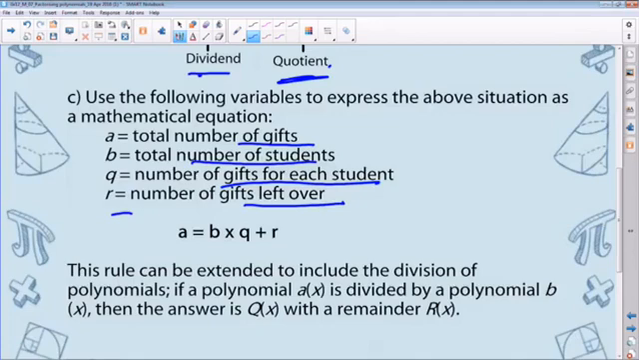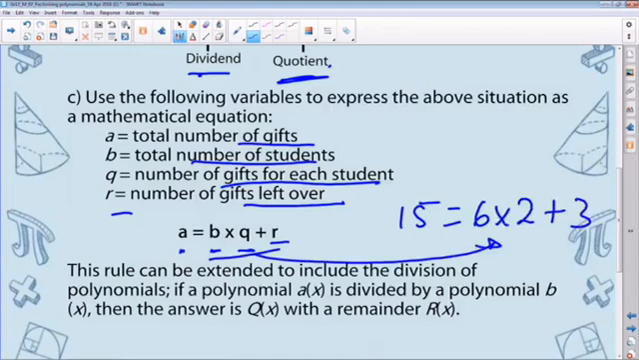So therefore I can say A, the total number of gifts, is equal to the total number of students, B, times the number of gifts for each student, Q, plus your remainder, which is 3. And if you relate this back to 15, 15 is equal to 6 times 2 plus 3. Hopefully you can directly see that correlation.